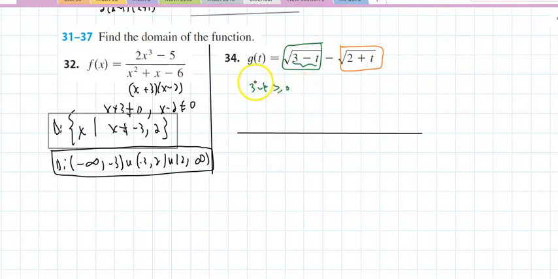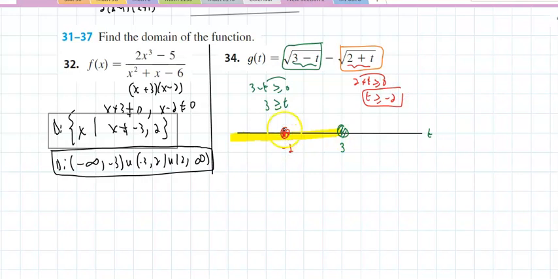So if I solve this, this says t is less than or equal to 3. So I go to 3, include that, and say t is less than or equal to 3. And here we want 2 plus t to be bigger than or equal to 0, so we want t to be bigger than or equal to negative 2. Negative 2 is to the left, included.